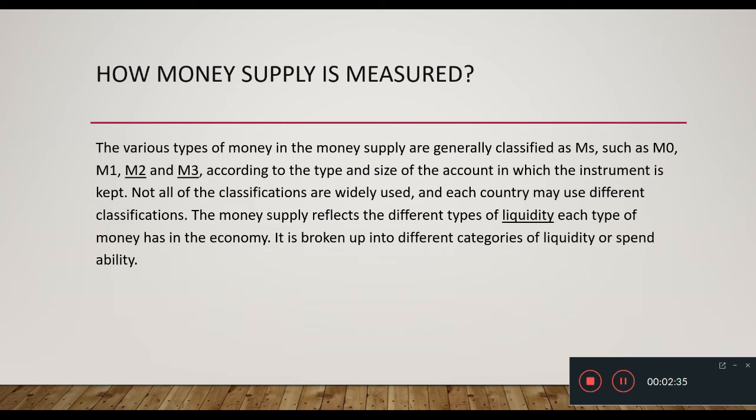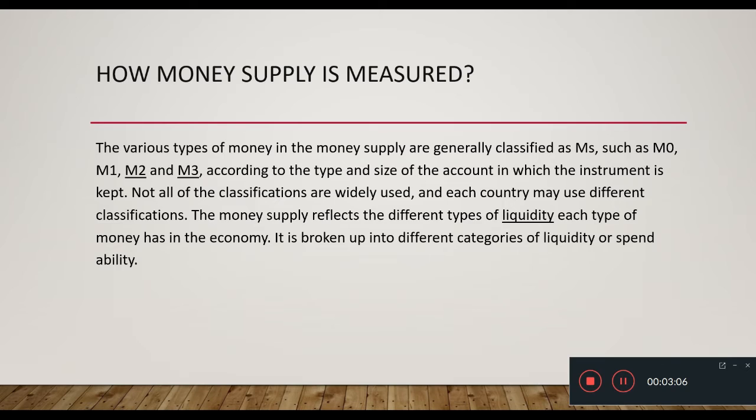How is the money supply measured? The various types of money in the money supply are generally classified as M's such as M0, M1, M2, M3, according to the type and size of the account in which the investment is kept. Not all of the classifications are widely used and each country may use different classifications. The money supply reflects the different types of liquidity each type of money has in the economy. It is broken up into different categories of liquidity or spendability.